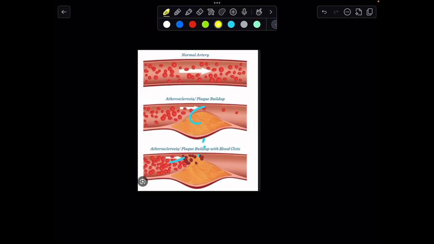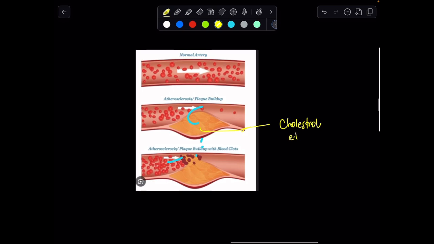Okay, let's take a look at this. Remember we said this is the artery, right? The plaque buildup, this is all cholesterol. And that caused the plaque. Forgive my spelling, guys. Cholesterol. There are other things in there, guys, but we're just focusing on cholesterol.